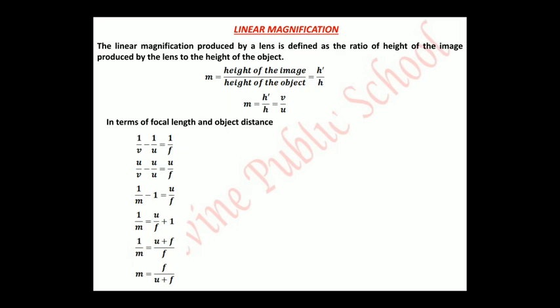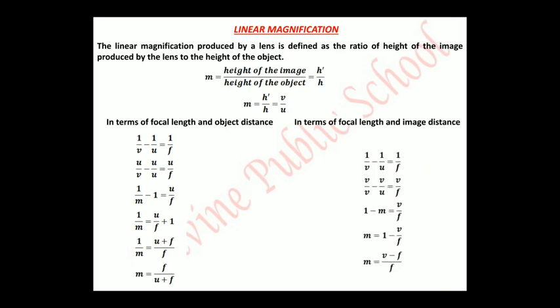This very formula can also be calculated in terms of image distance and focal length. How will it be? Let us see. The thin lens formula is given by 1 upon v minus 1 upon u is equal to 1 upon f. Now this time multiply the whole equation by v. So v upon v will become 1, minus v upon u will become m, and v upon f will remain v upon f only. Now 1 is transferred to the right hand side. So we have m is equal to 1 minus v upon f. By taking LCM we can write m is equal to v minus f upon f. So this is the formula in terms of image distance and focal length.